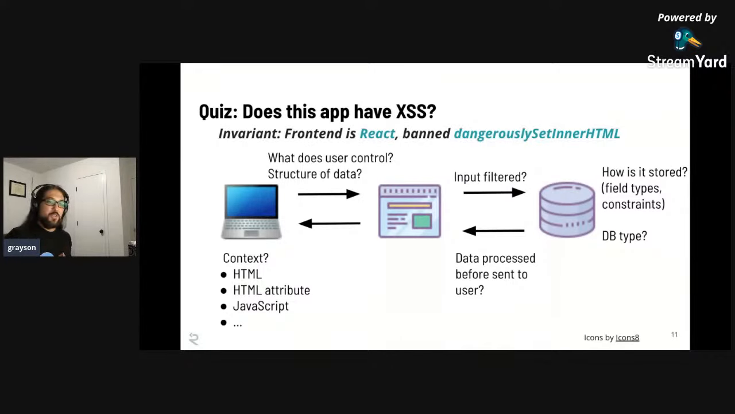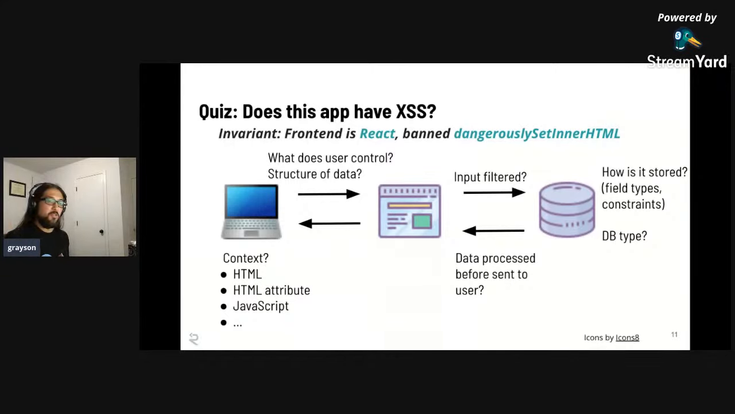So alternatively, what we can do is set an invariant on our app. We say our front end is developed in React, and then we ban dangerouslySetInnerHTML. React, in particular, is a front-end framework that was developed with an eye towards mitigating XSS as best as it could. The way that you dodge these safety mechanisms built into the framework is with this special, very difficult to type, you-definitely-know-what-you're-getting-into parameter called dangerouslySetInnerHTML, which allows you to go around the safety mechanisms.